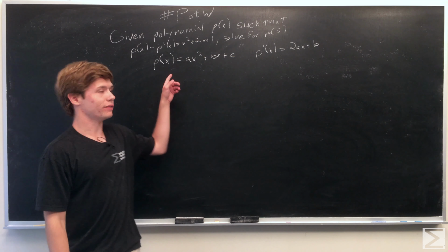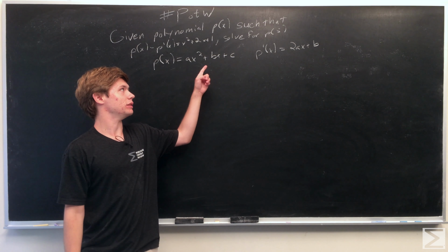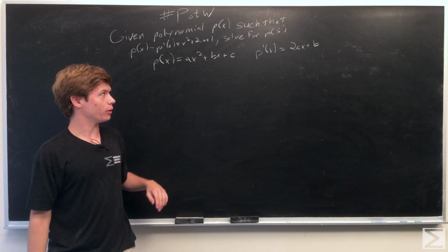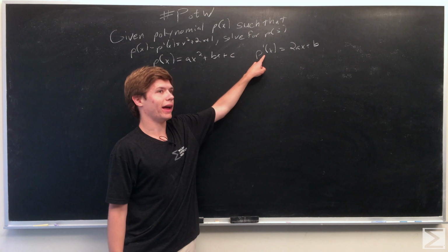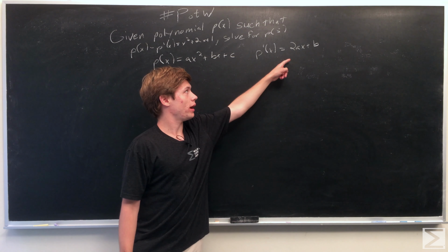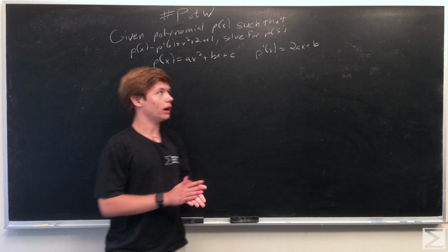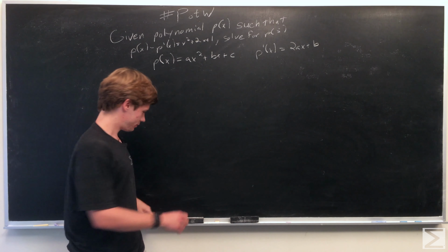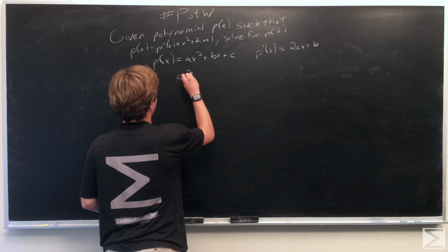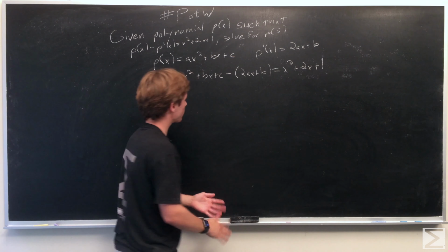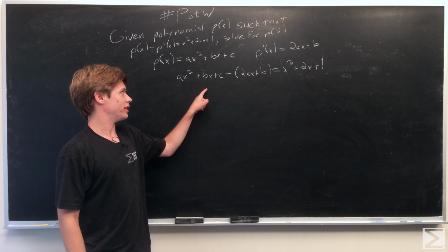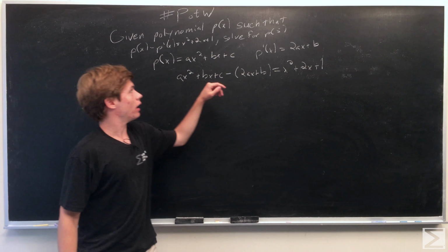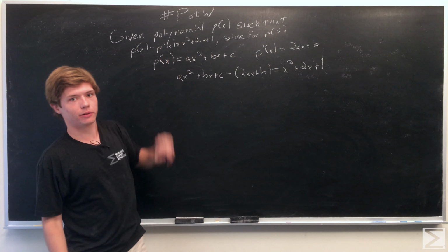So you can see we have p of x as ax squared plus bx plus c, where a, b, and c are all unknown. And then the derivative of that is equal to 2ax plus b. So now we subtract the derivative from the original. As you can see, we've just set this up like that. And we set it equal to x squared plus 2x plus 1, which is what we're given here.